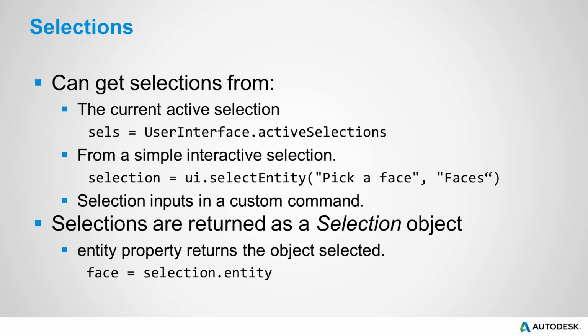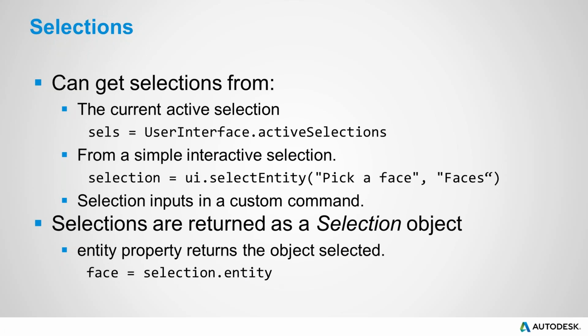But what I want to really talk about here, and this is where it's easy to get stuck a little bit when you're writing something fairly simple, is that selections in all of these cases are returned as a selection object. In Inventor, if you've used Inventor, if I do a selection and the user selects a face, I get back that face. And here I don't get back that face, I get back a selection object. If I want the face, then on that selection object, I just call the entity property. That returns the face or whatever was actually selected.